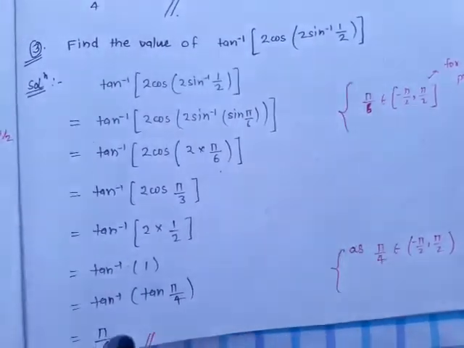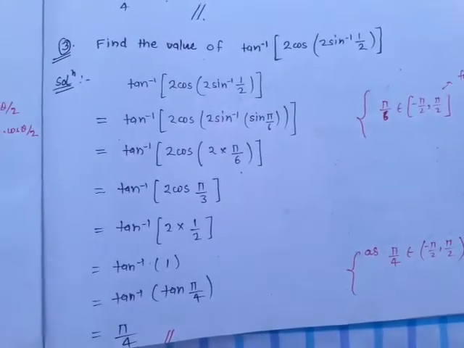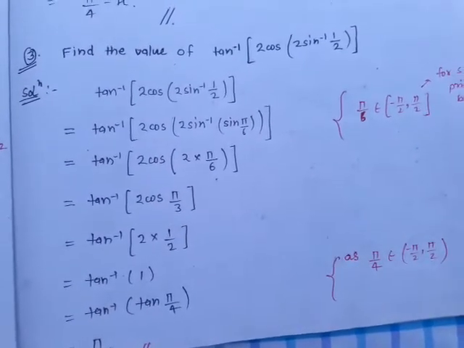So the value of this term is pi by 4. This is the format of this question. Now we move to the next question.